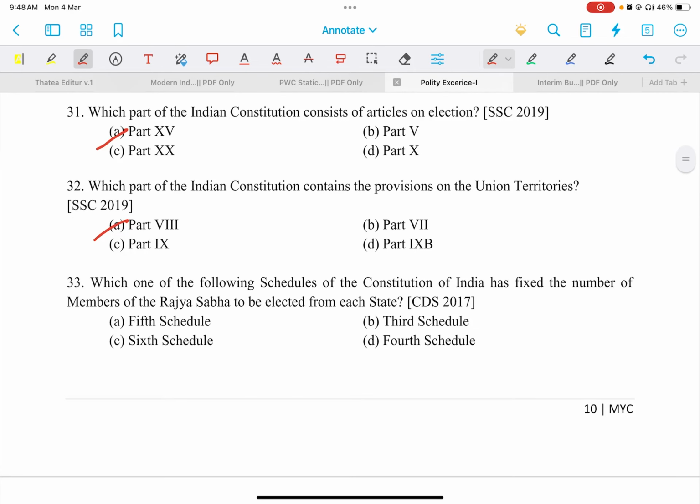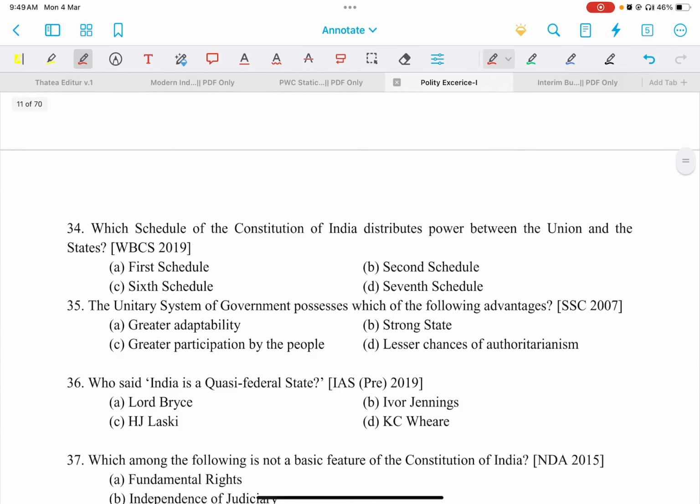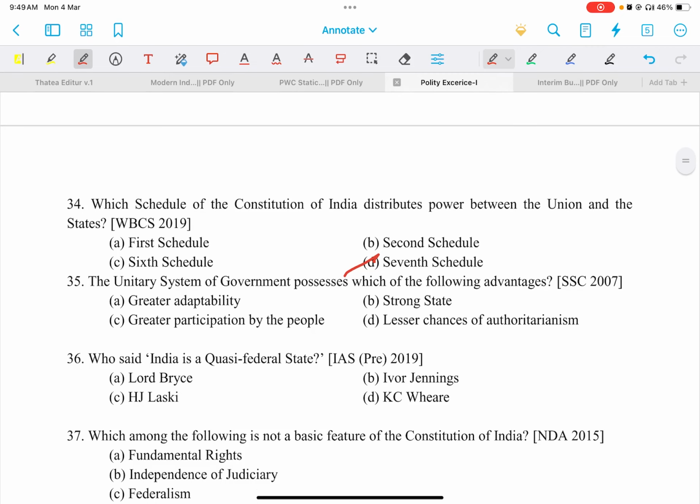Which one of the following schedules of the Constitution of India has fixed the members of Rajya Sabha? Allocation of seats to Rajya Sabha is in the fourth schedule. Question number 34. Which schedule of the Constitution of India distributes power between Union and the states? The 7th schedule.